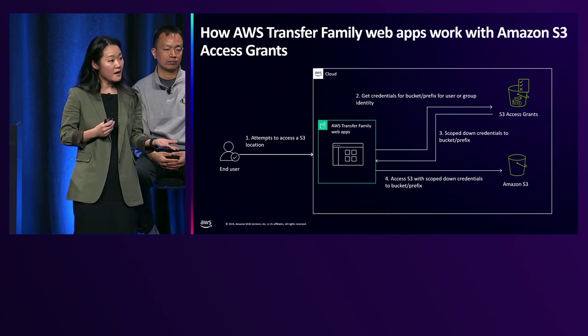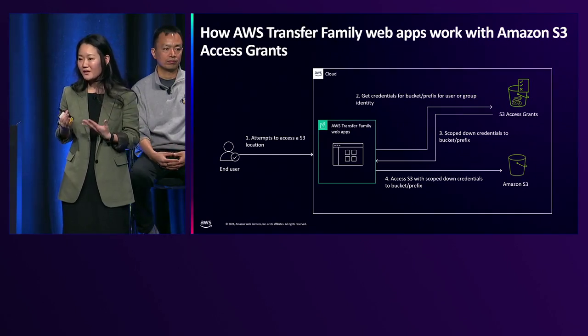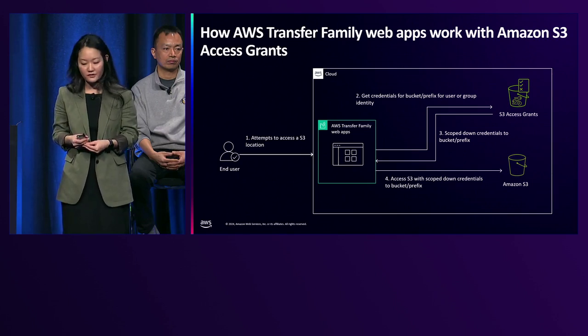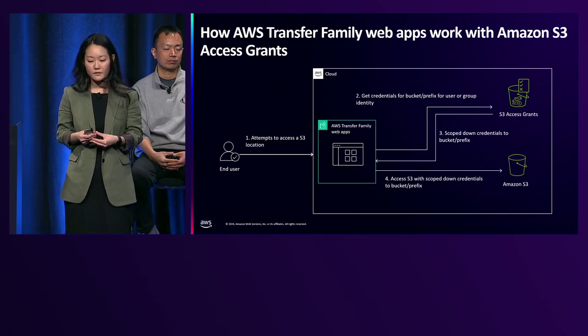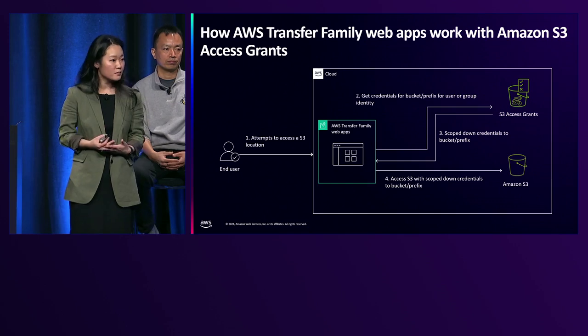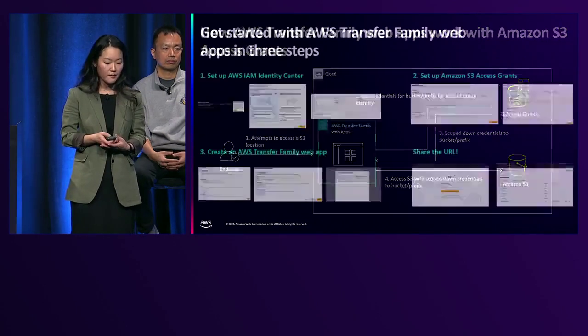So the web app will assume an identity-bearing role, and it will call S3 Access Grants on behalf of my identity. S3 Access Grants will take this request, look it up, see if there's a matching grant, and if there's a grant, it's going to give me the right access levels to that location. So now I, as a user, have these scoped-down credentials, and I'm able to perform upload, download, and browsing actions on the web app.